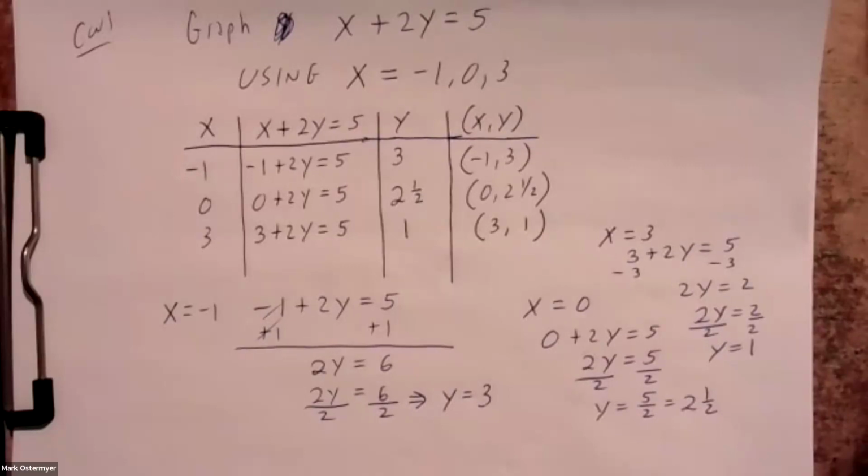All right, so these are the ordered pair solutions that you would generate when you let x be -1, 0, and 3. It's a matter of just plugging in the value in for x in the equation, and then solving the equation for y.